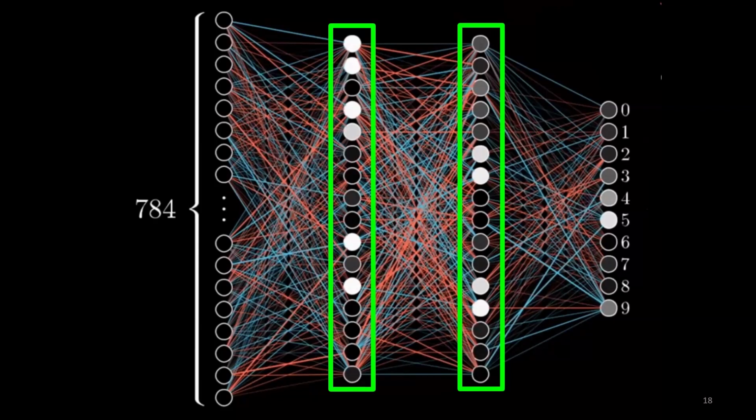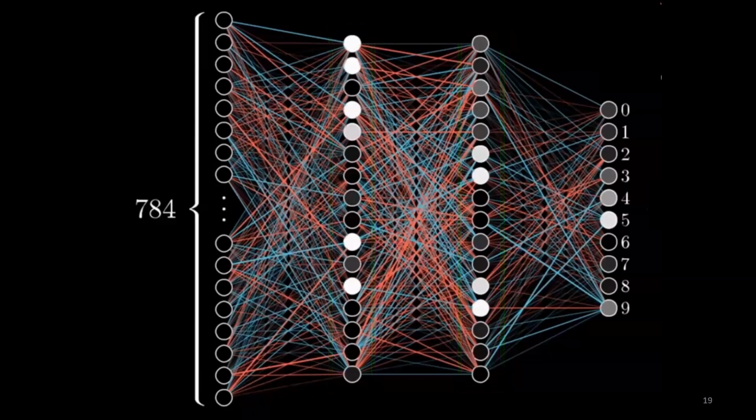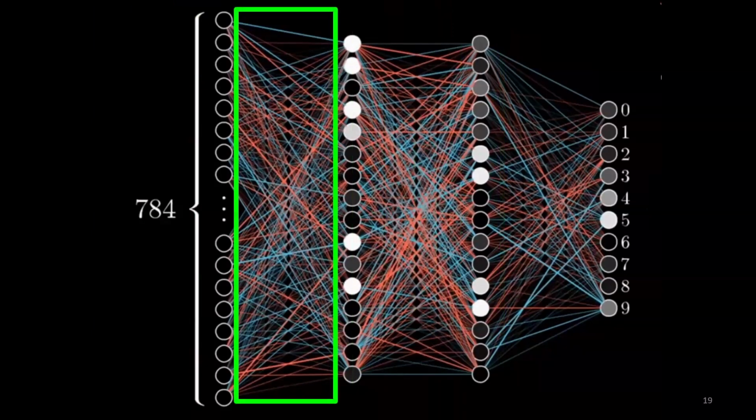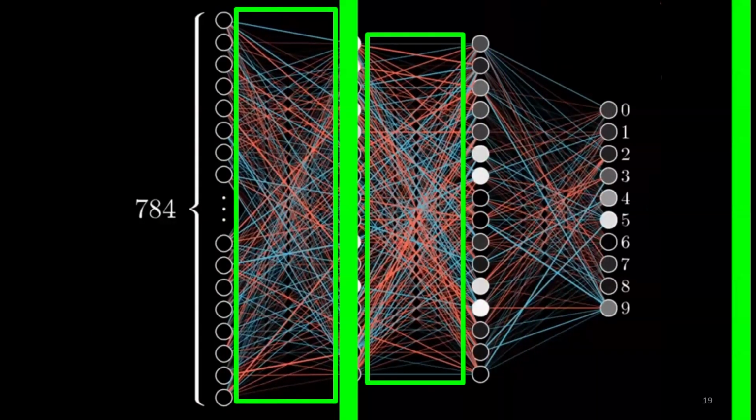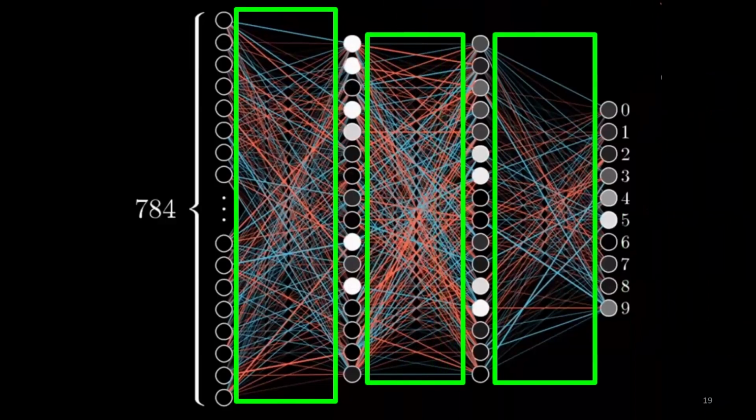And importantly, those hidden layers are connected to the input layer. They're connected to each other, and they're connected to the output layer by these different connections. And those connections have different values in terms of they're either a positive connection or a negative connection. So in this case, blue connections are positive connections.